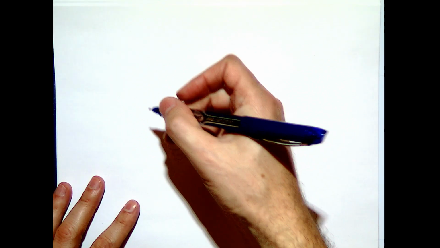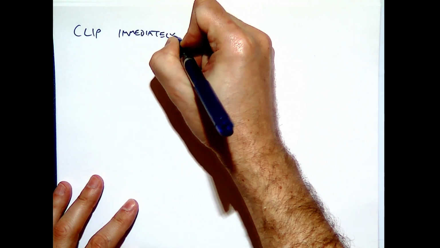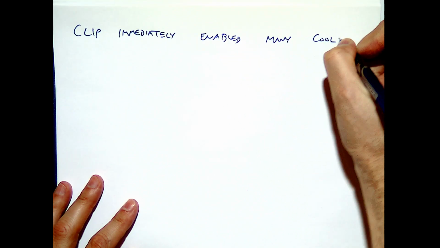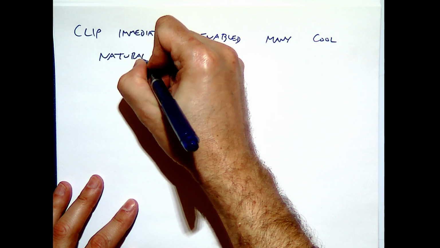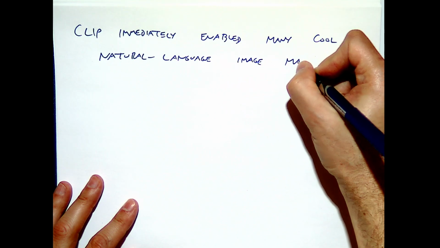Okay, so CLIP came out, and obviously we'll talk about it next time in the context of image generation for stuff like DALL-E. Certainly it's under the hood of all these diffusion-based image generation models. But what I want to talk about today are a few of the CLIP-enabled things that tie back to what we talked about in the first part of class on other image generation. So CLIP immediately enabled many cool natural language image manipulation algorithms.